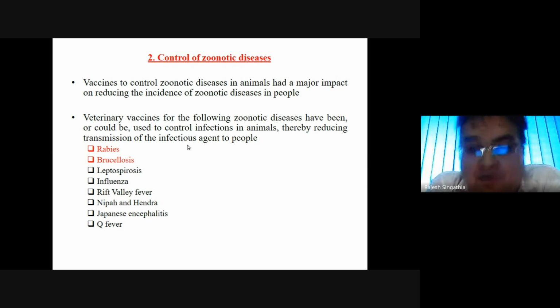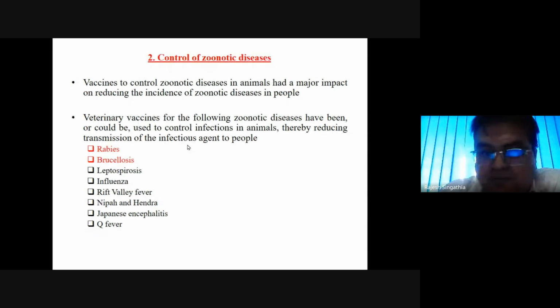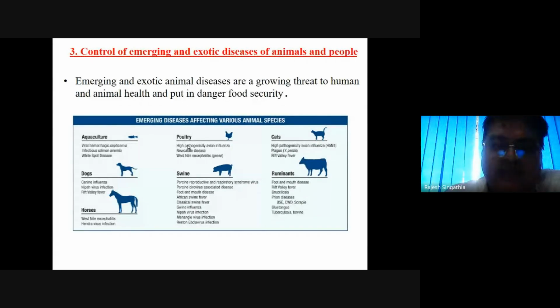Nobody will keep these dogs and cats in their home. And like this, brucellosis: vaccination for brucella was instrumental in the brucellosis eradication program. Many countries have a severe problem with brucellosis in cattle, small ruminants, and people due to lack of available brucella vaccine for the animals. So for the control of these zoonotic diseases, whether it's rabies, brucellosis, or leptospirosis, the vaccine has a very important role.